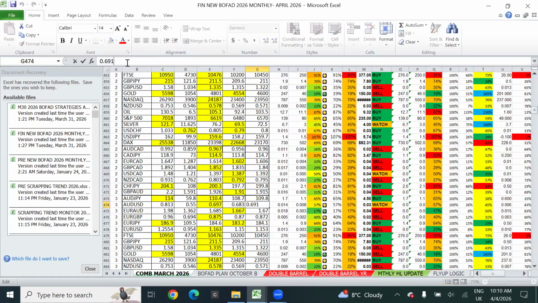So this has reduced to 0.69. The lowest is 0.688. There is actually 1.67. That you can always see from the report. Okay.